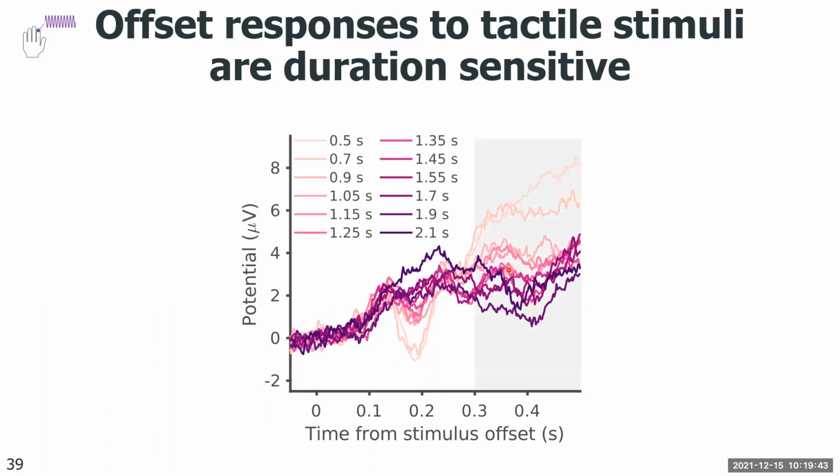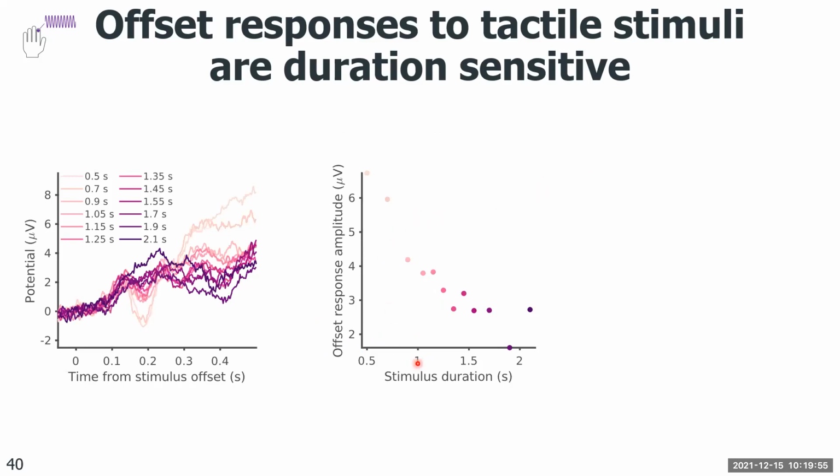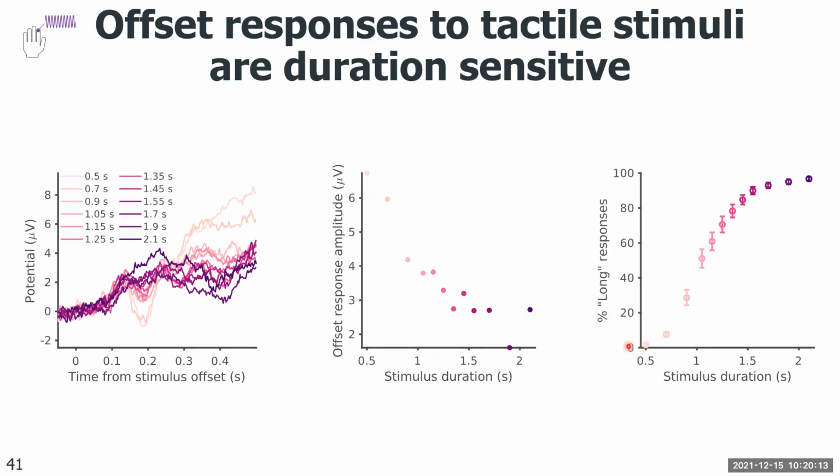Now, we can, of course, summarize these responses just as we did before. So we took the average potential across the same time window, 300 to 500 milliseconds post-offset. And I'll plot them now in the center here. So in the x-axis, we have the stimulus duration. In the y, we have the summarized ERP response. And we see a linear decrease and an elbow and a saturation. So the ERP seems to match what we saw before. And of course, the behavior of the subject also matches what we saw before.